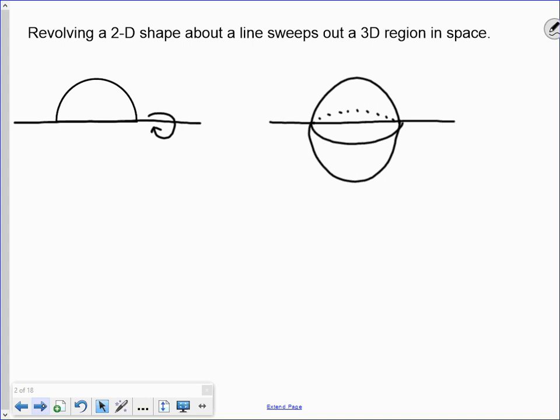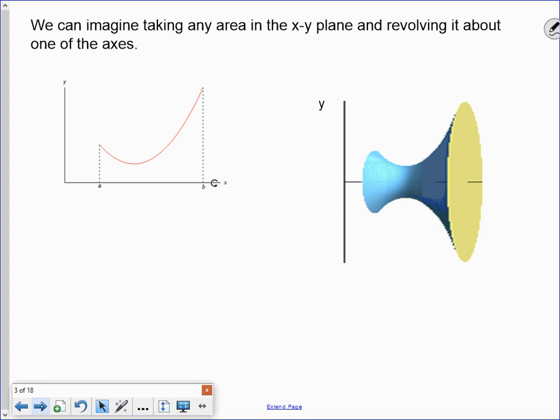Revolving a 2D shape about some axis or some line sweeps out a three-dimensional region or volume in space. If it was just a matter of forming shapes like spheres, we wouldn't bother using calculus. But what we're going to want to do is take more complicated regions, like you see in this graph over here on the left, where the upper boundary is formed by some function. The left and right boundaries are these vertical lines indicated by a and b. We can imagine taking the region underneath this curve and rotating it around the x-axis to get this complicated looking thing that you see over here on the right. So how do we calculate the volume of this thing?